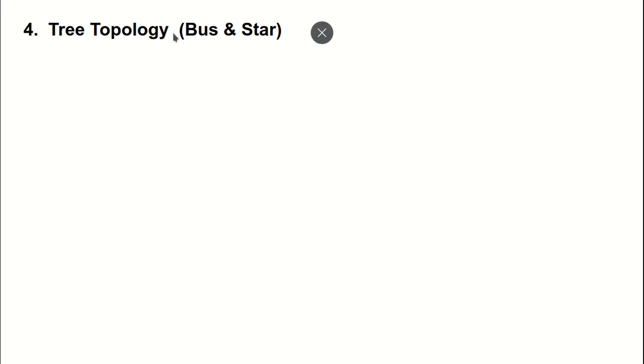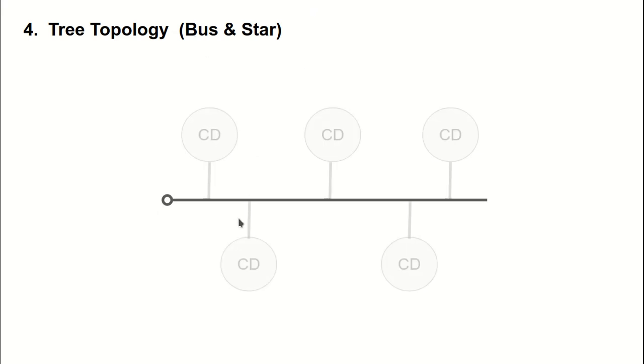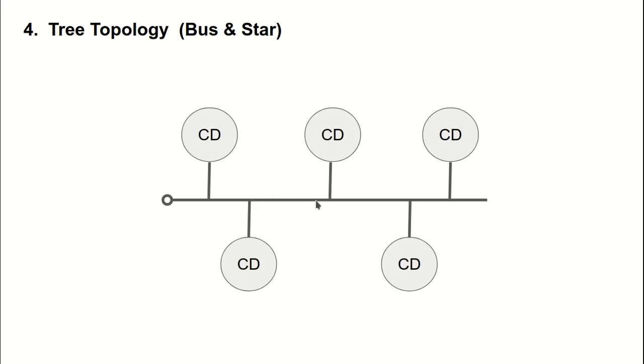Now let's move to the fourth topology, and that is the tree topology. It is basically the combination of star and bus topology. In the bus topology we have seen that a single cable was present and different devices were connected with this single cable. Similarly, the cable is present here, but these are not devices. These are basically central devices that are connected with this single cable.